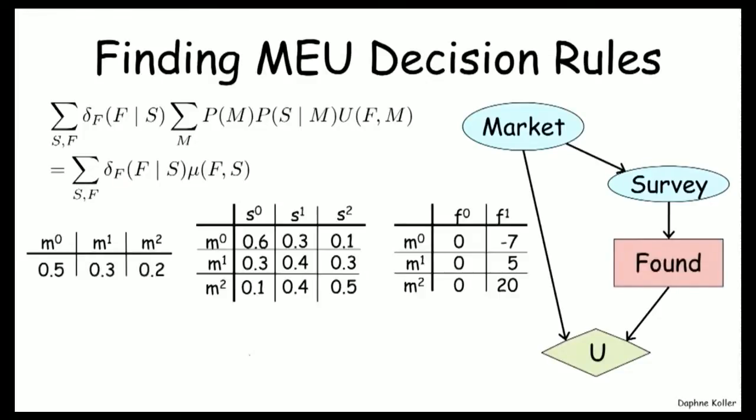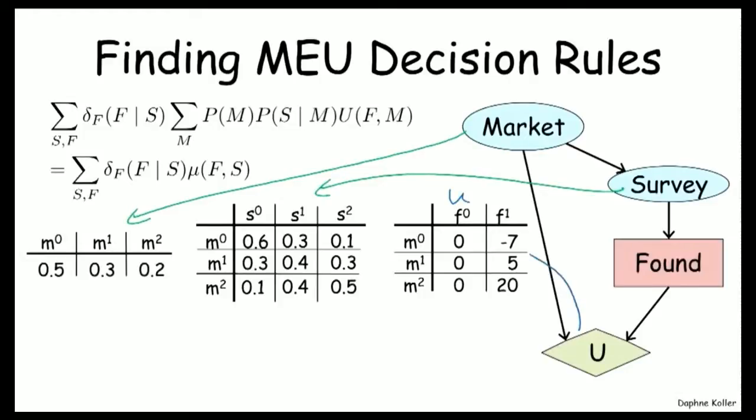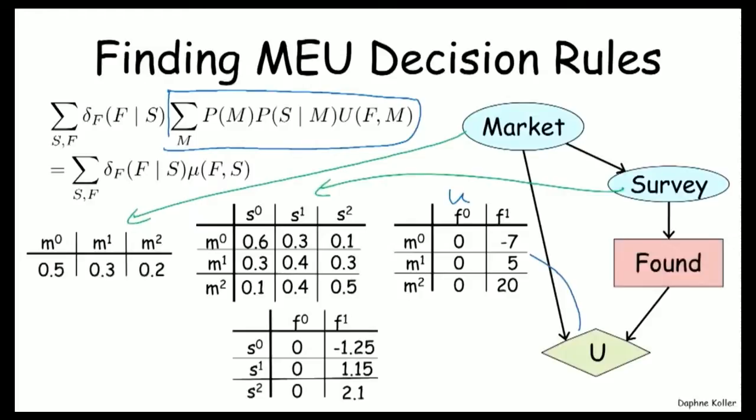So here are the three factors that we have in this network to begin with. This is the CPD for M over here, the CPD for S given M in the middle, and here is the utility factor U. It comes from here. And now if we go through this computation, this is what we get. It's a factor that gives us a value for each value of the action variable F and each value of the survey variable S.